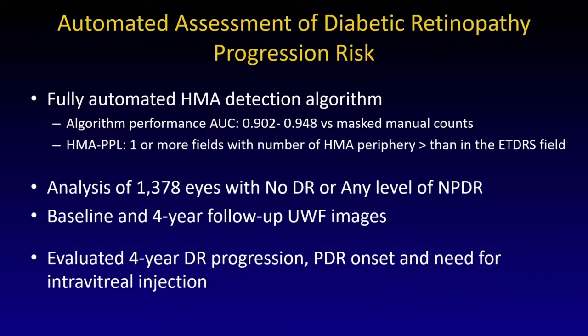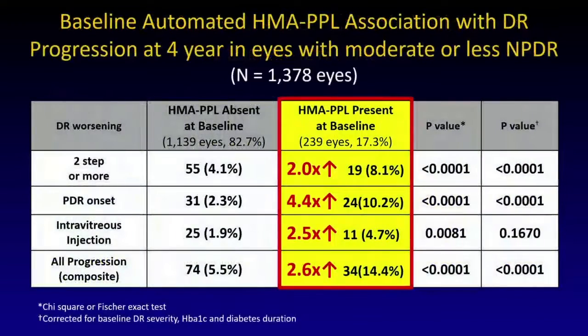HMA are also amenable to fully automated HMA detection algorithms. The one that's been used here was provided by Optos, with AUCs of 90 to 95% versus masked manual counts. You can then automatically define a component called HMA-PPL, where 1 or more fields have a number of HMA in the periphery greater than in the corresponding ETDRS field. This can analyze a large number of eyes, shown here data in over 1,300 eyes, with no DR or with any level of NPDR, where there were baseline and 4-year follow-up ultra-wide-field images. These were evaluated for 4-year DR progression, PDR onset, and need for intravitreal injection.